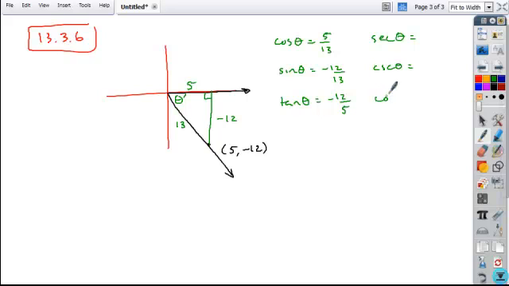And you just have to flip the previous one. So the secant is the reciprocal of cosine, so it's 13 over 5. The cosecant is reciprocal of sine, so it's negative 13 over 12.